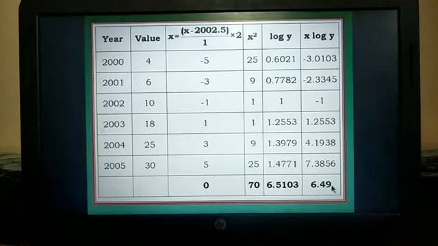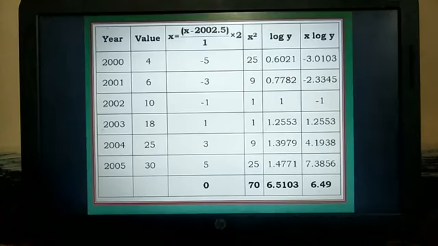So what all have we done now? Required calculations we have obtained. What we need to do further is to substitute these calculated values, sum of x square, sum of x, sum of log y, and sum of x log y, in the normal equations in order to find out the constants a and b.